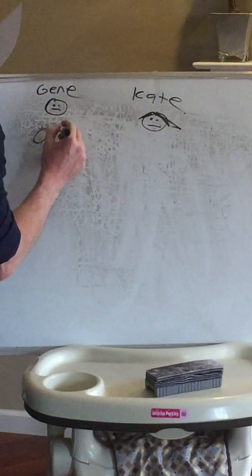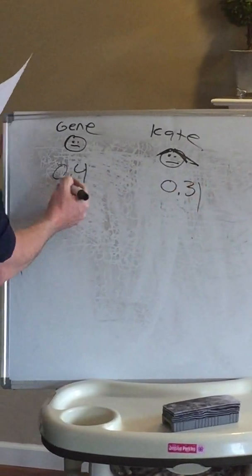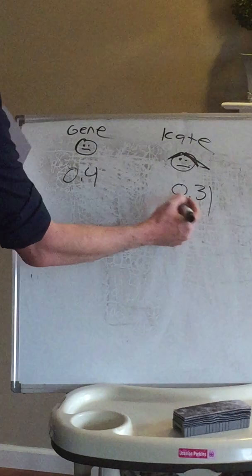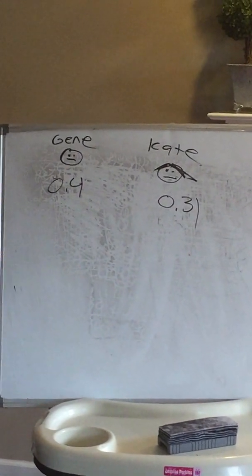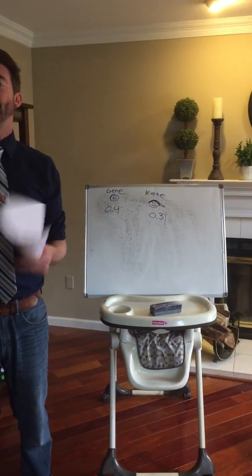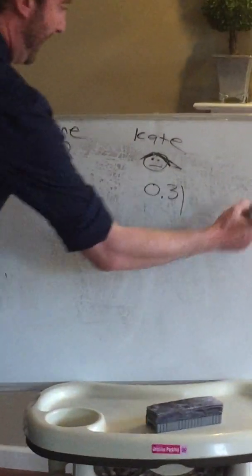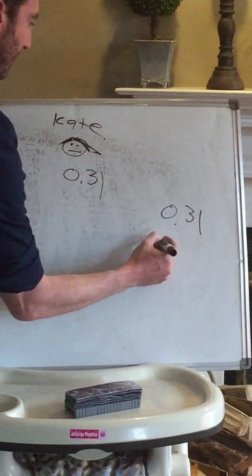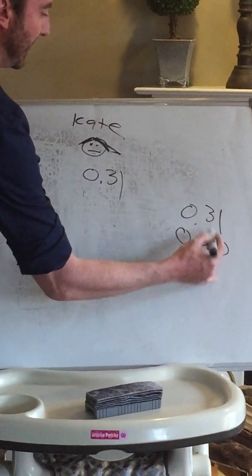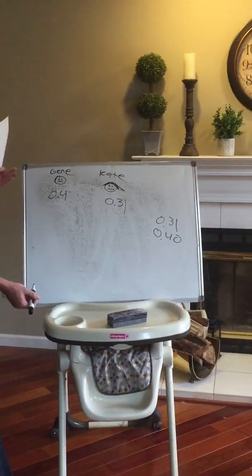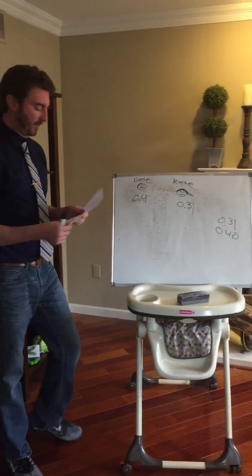Okay, Jean lives 0.4 miles from school. Kate lives 0.31. So 0 and 4 tenths for Jean, 0 and 31 hundredths. Okay, who lives closer to school? So if we're looking at who lives closer, we actually want the smaller number. Okay, so 31, if we line them up, 4 after the decimal is larger than 3. And we know that Kate is going to live closer to the school because she has the smaller decimal.